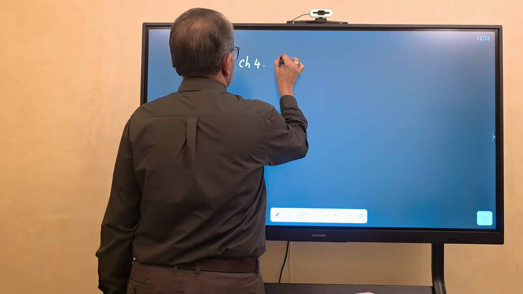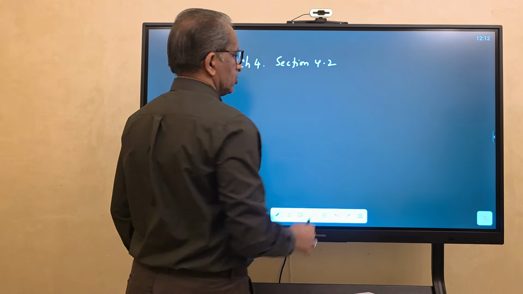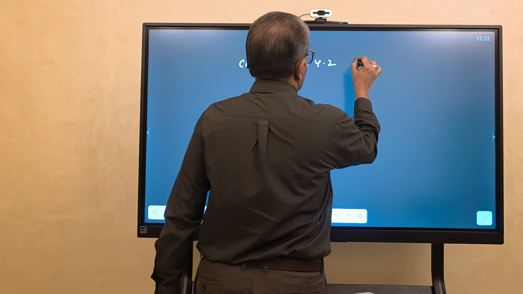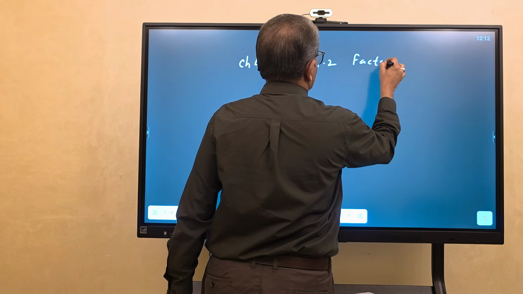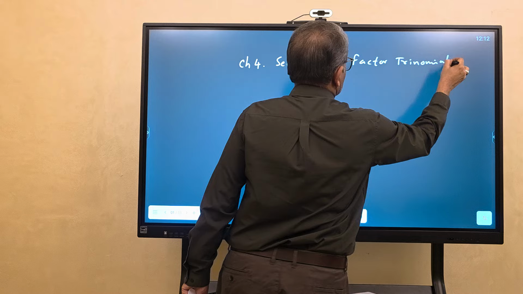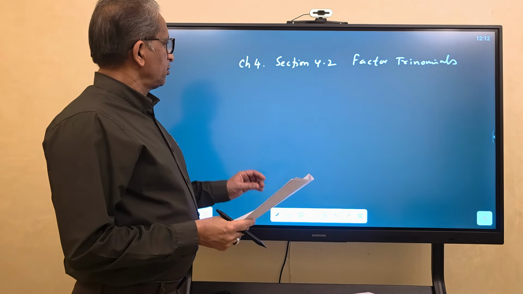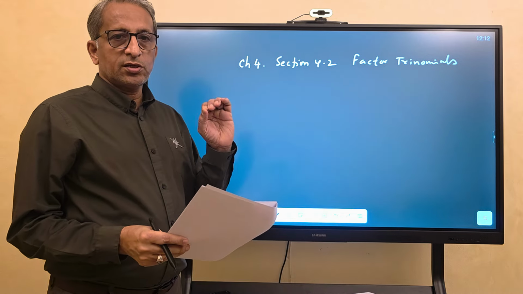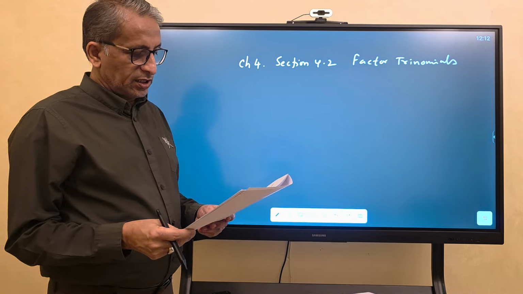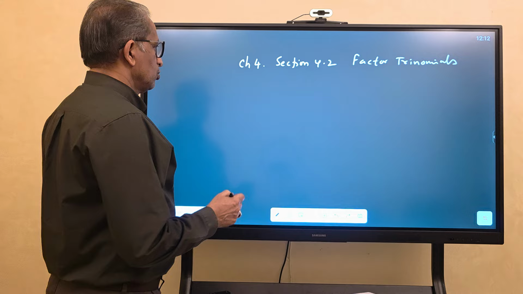In this video, I will take chapter 4, section 4.2, that is factor trinomials. In this chapter, we will be factoring only trinomials. There are some 27 questions. Let's do the first set of questions, that is 1 to 12.